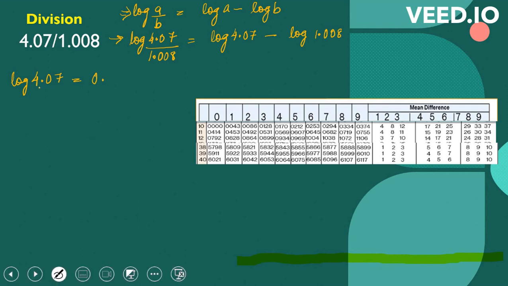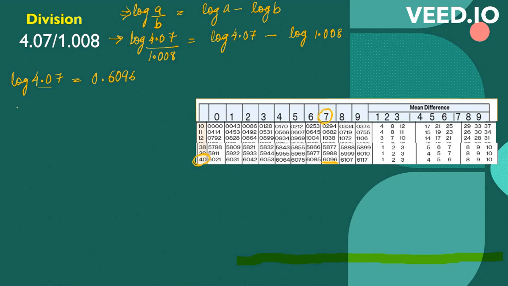Now in the row what you are going to see? 40, and in the column what you are going to see? The 7, right? So what is the value that you obtain here? It is nothing but 6096. Do we have one more digit after 7? No, we don't have. So we can directly write this number. The value is 6096.